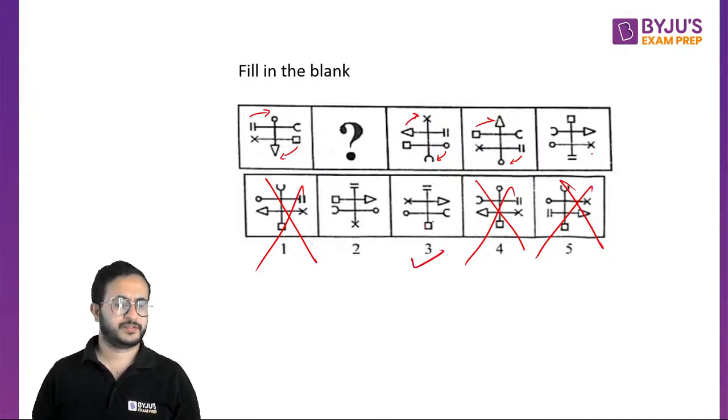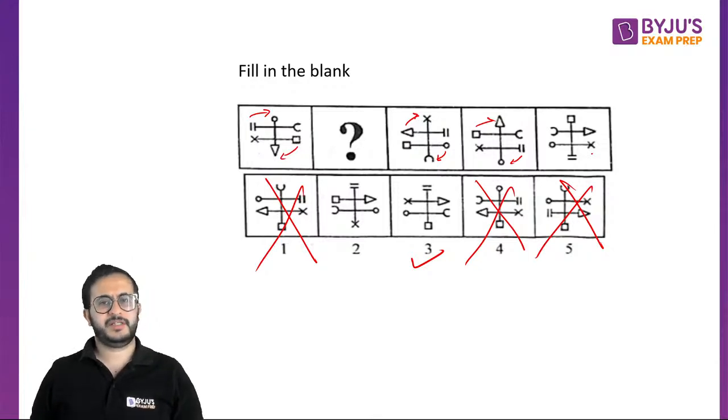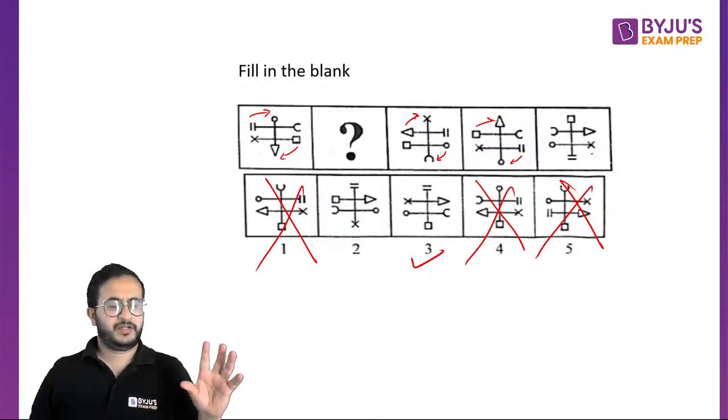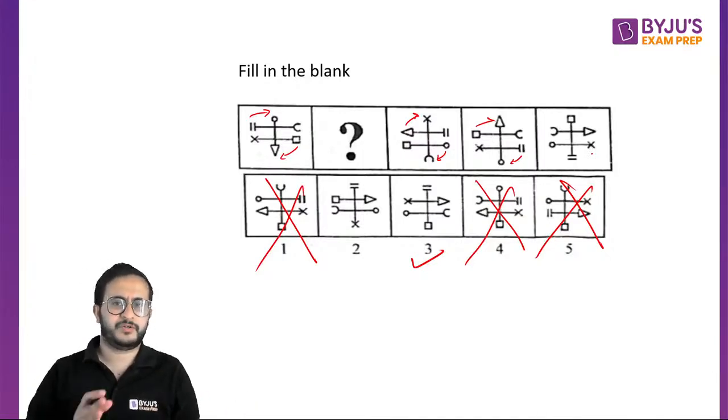So we get this, and the answer is option 3. Okay, so it becomes easy to solve questions. Right, do not try to draw the entire image. Just look at one or two of the elements, and then try to eliminate options. That's how we do these questions.